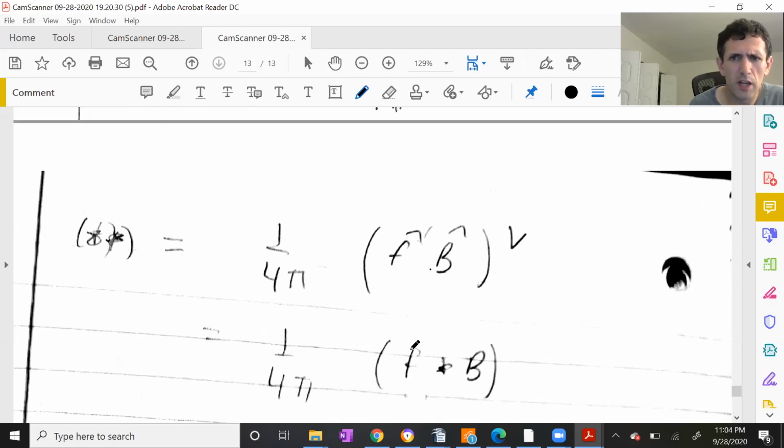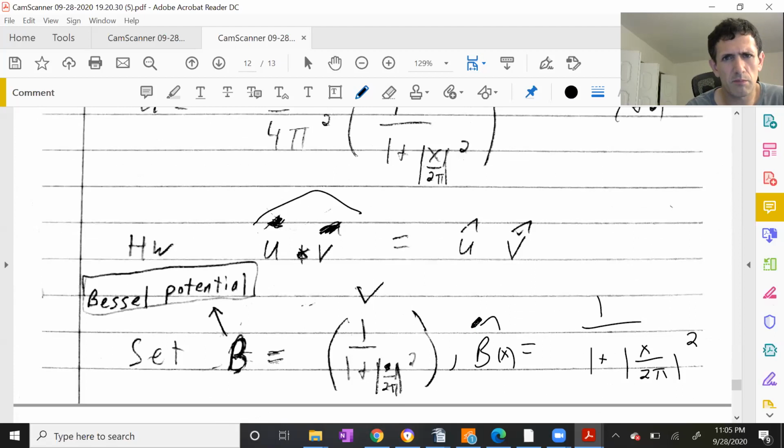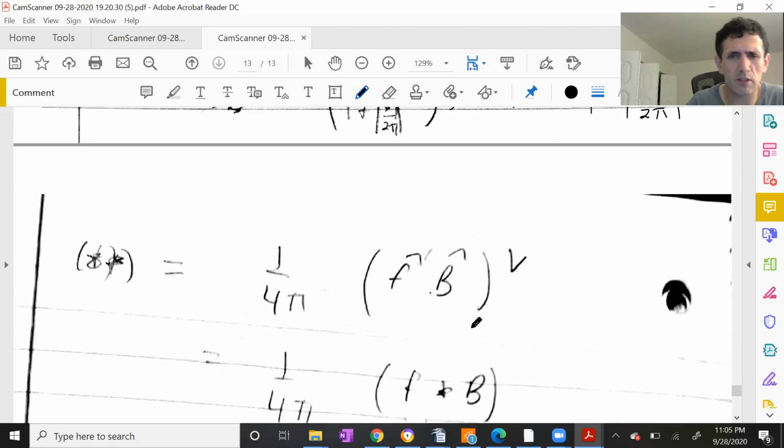which is the Fourier transform of the whole thing inverse, which is just f convolved with b. I forgot the squares here, but that's all right, not a big deal.